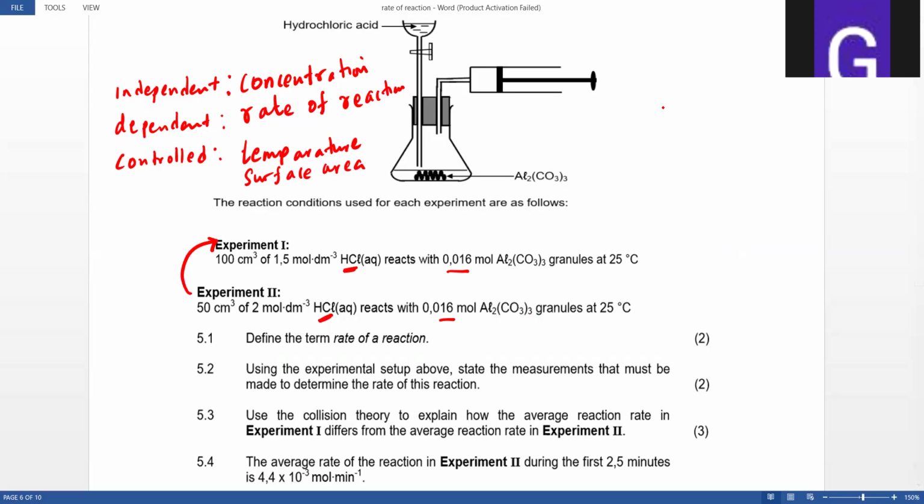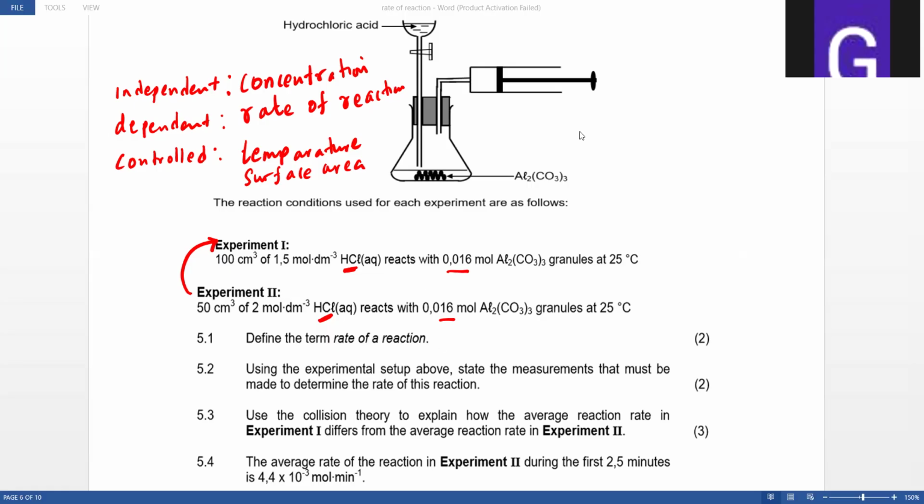Now, let's proceed. The first question says, define the term rate of reaction or reaction rate. I think I spoke about that. The rate of reaction is the change in concentration of reactants or product per unit time, or the rate of change in concentration of the reactants or product, or you can say it is the change in volume of gas produced per unit time. You can talk about changes in mass. There's no problem with that.